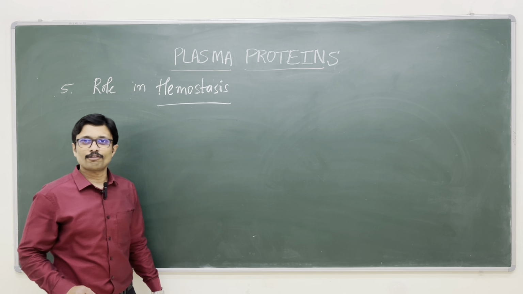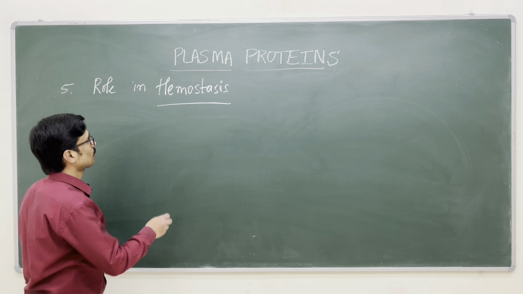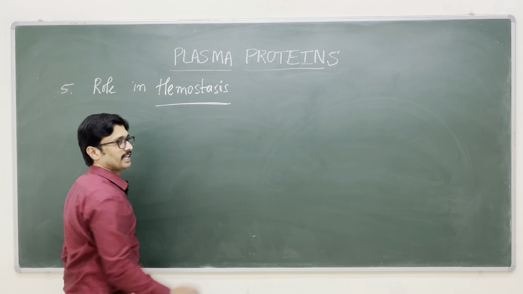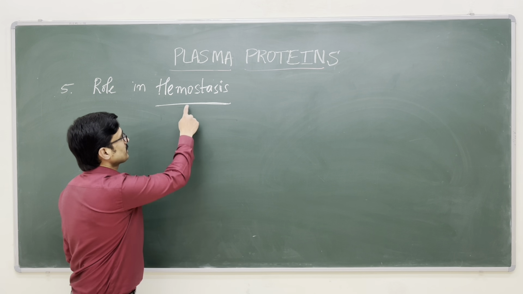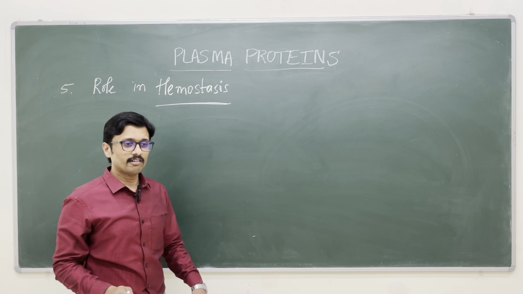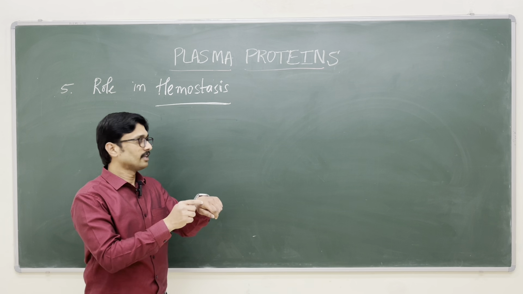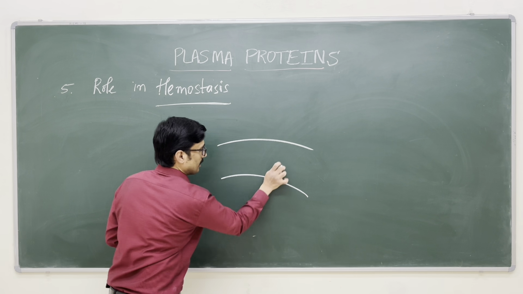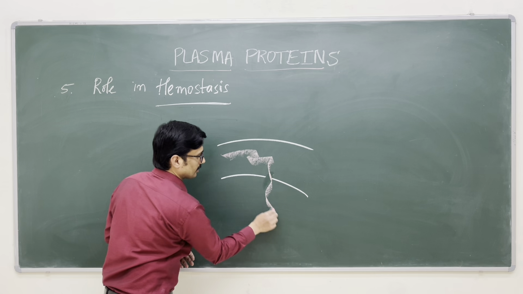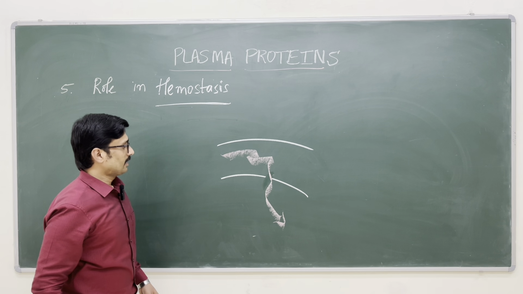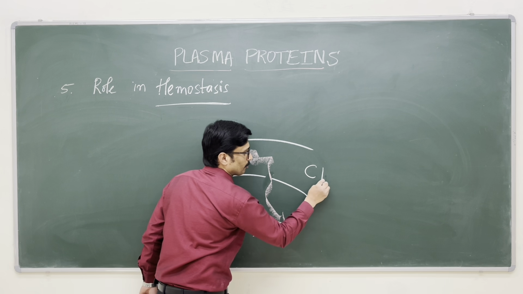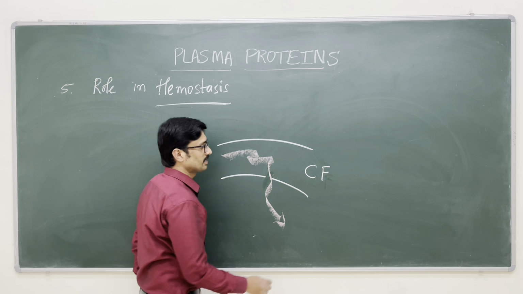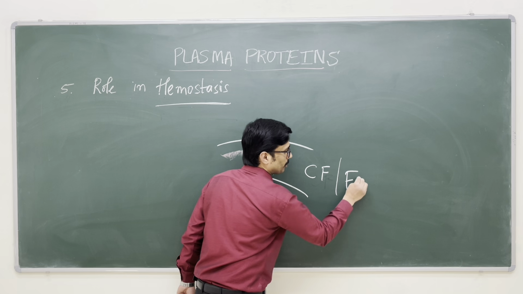The next function of plasma proteins is the role of plasma proteins in hemostasis. What do you mean by this? Hemostasis is nothing but arrest of bleeding. Whenever there is any injury to blood vessel, the blood starts oozing out. So this is bleeding. Now there are certain plasma proteins, we call them as coagulation factors or coagulation proteins, and also the fibrinogen plasma protein.